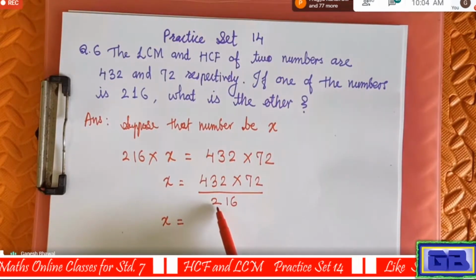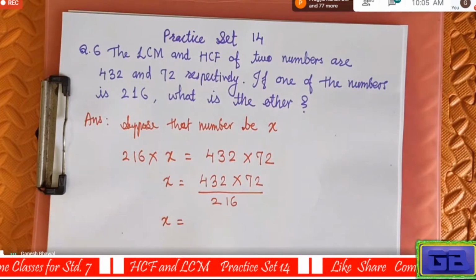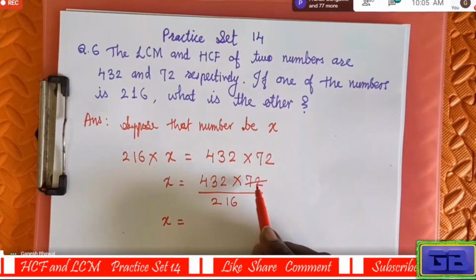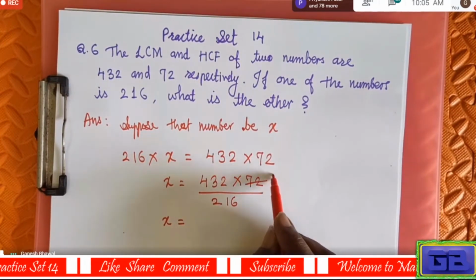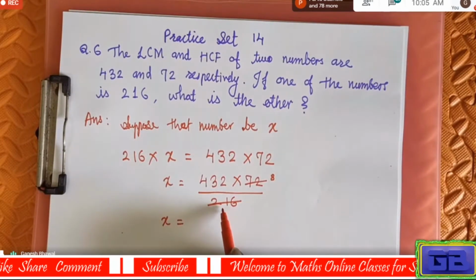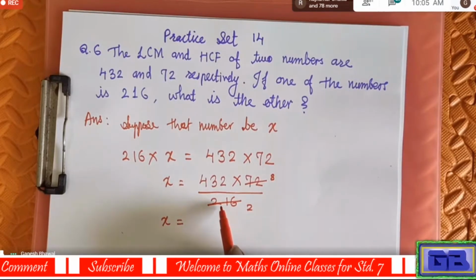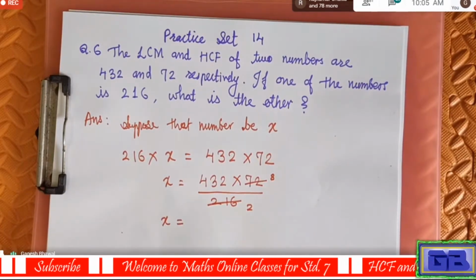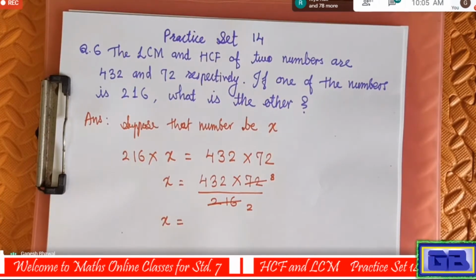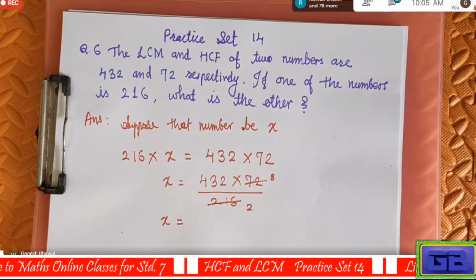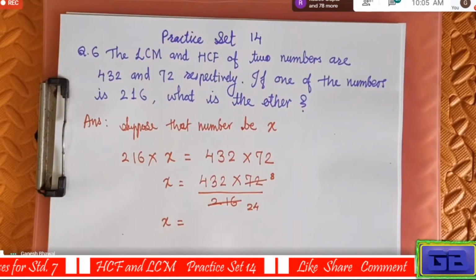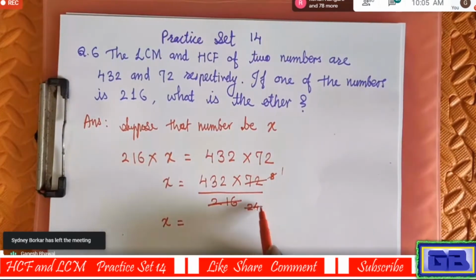72 and 216 are divisible by 9. We will divide them by 9. 9 eights are 72, and if we divide 216 by 9, 9 twos are 18, 21 minus 18 is 3, and 6 if we take it down it becomes 36. 9 fours are 36, it means 24 will come down. 8 ones are 8, 8 threes are 24.